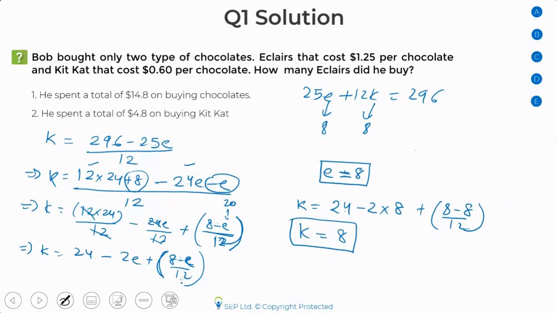Okay, but how will you find out the total amount spent on KitKat? That's my question. How will you find it using just the first statement? The first statement just tells me that the total is 14.8. If we don't know the amount, we don't know the number of eclairs.